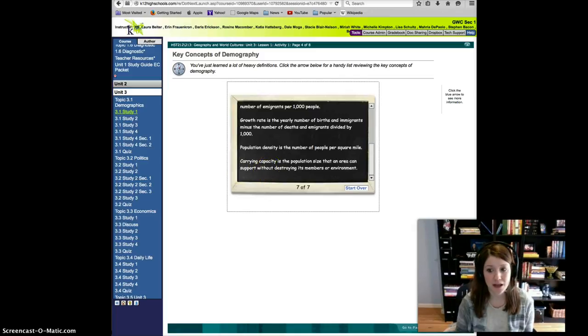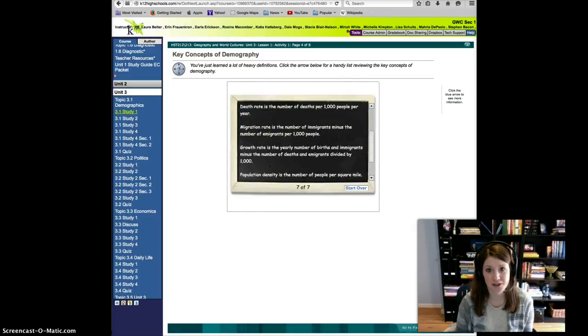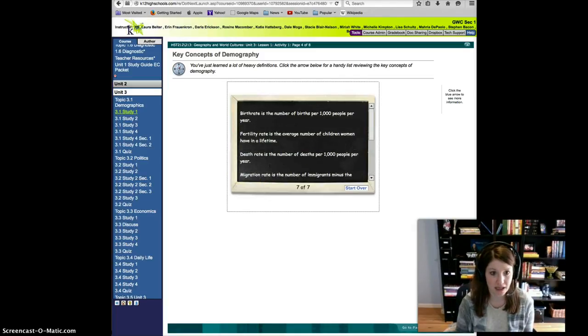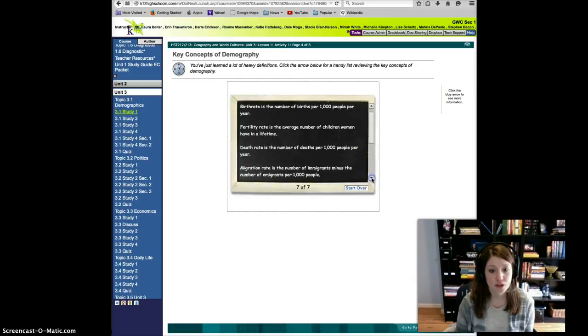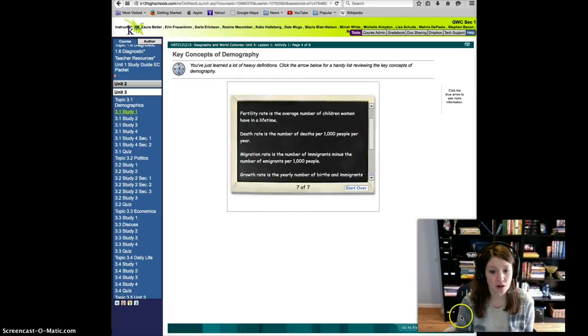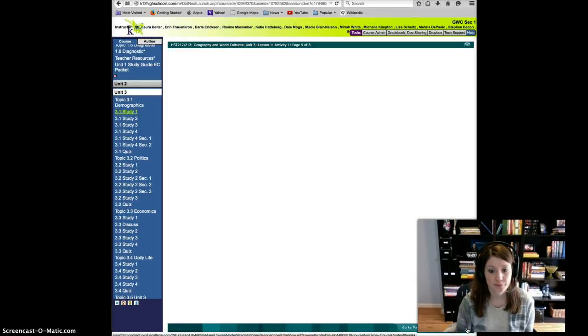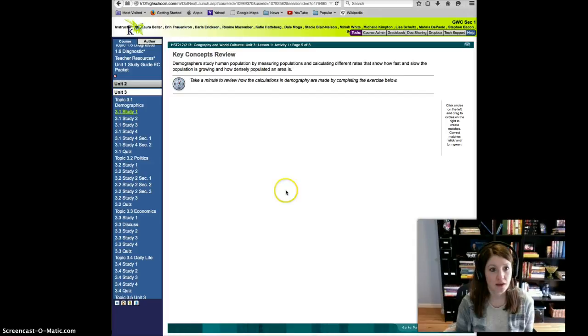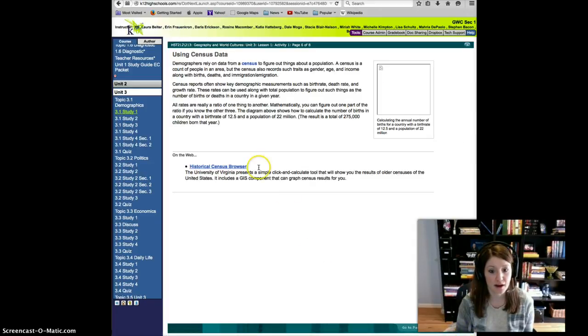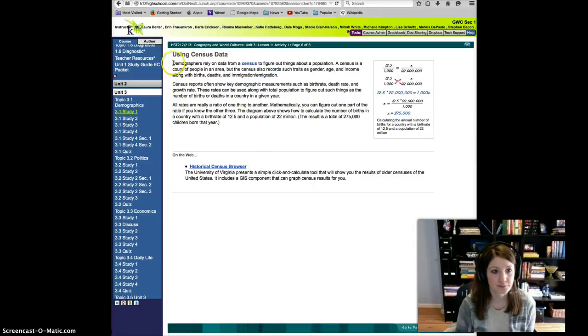This sounds like a lot. It sounds kind of confusing, especially when you read them as quickly as I just did. However, all these are just vocabulary words: birth rate, fertility rate, death rate, migration rate. So make sure you know the difference between all of those things. Page 5. Key concepts in review. You can take your time to go in there and do that little self-quiz.